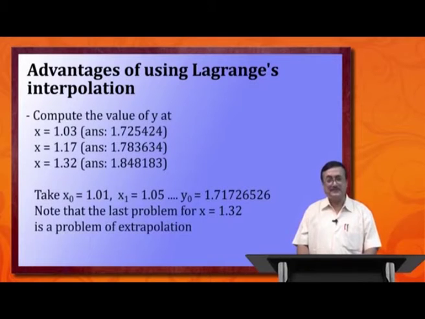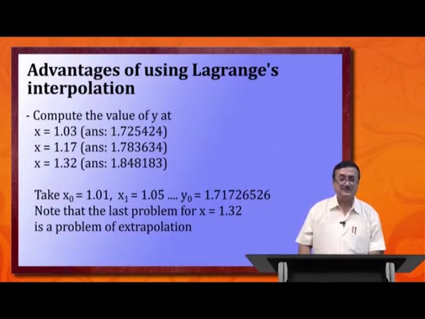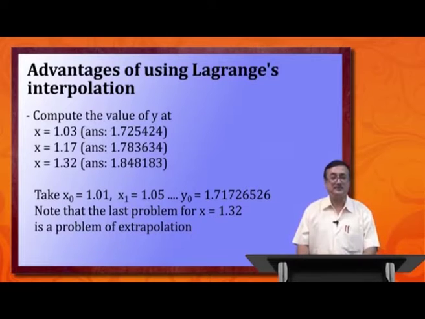Let us try to obtain the value of y at x equal to 1.03, say at x equal to 1.17 in the middle of the table, or say x equal to 1.32 at the bottom of the table, and observe that 1.32 lies just outside of the given table. In that case, the problem of interpolation is usually called a problem of extrapolation.